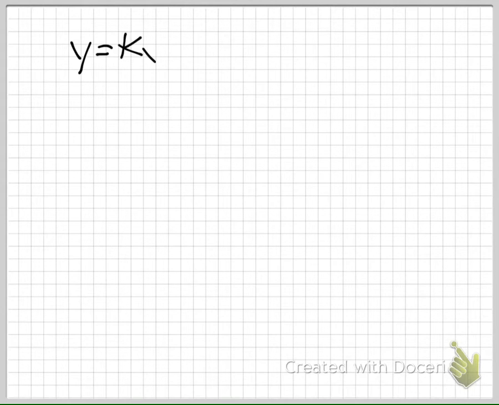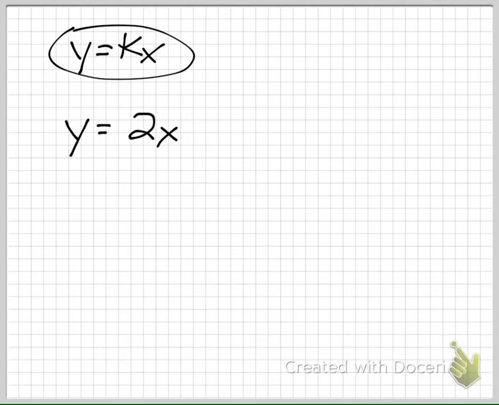Okay. So, here's the deal. Y equals kx. That's the direct variation equation. If I were to give you y equals 2x, what is the constant of variation of this? The 2, right? The k is the constant of variation. That's 2. That is the same thing as the slope, okay?